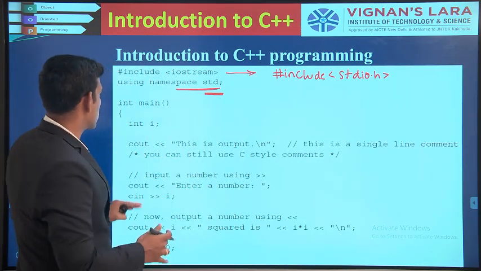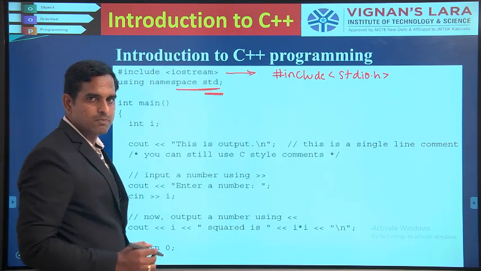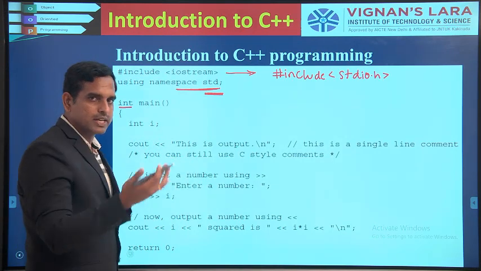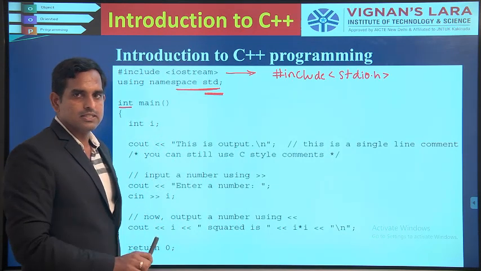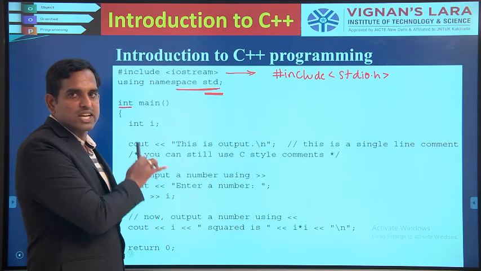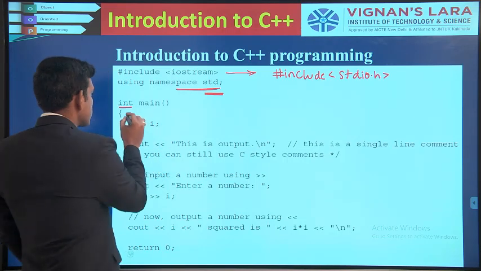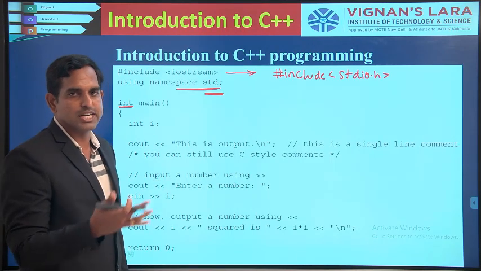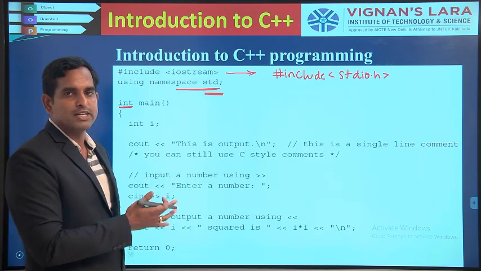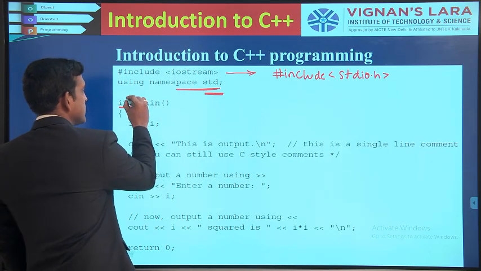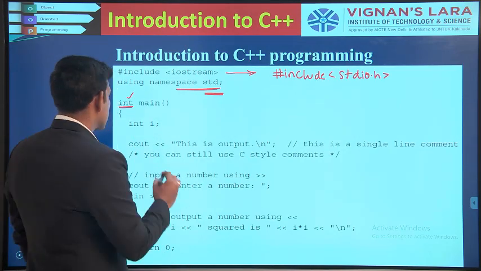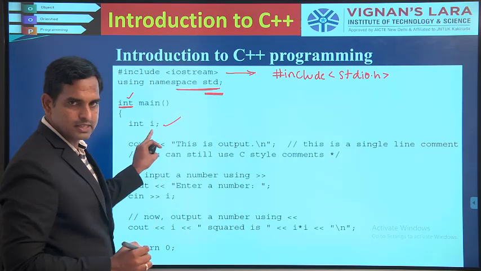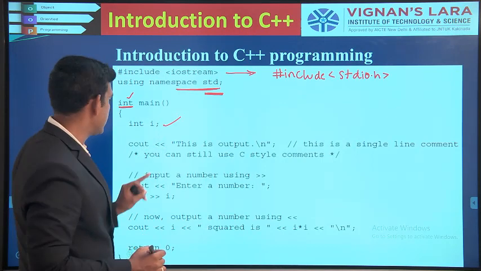As you go down the program, we have int main. In C language, even if you don't specify the int, it will automatically take it as void. But in C++, you have to specifically specify the return type of your main. In C language, even if you don't write it, it will take void by default, but in C++ you have to specify the return type of main. And next, just like C, you have your declarations, an integer declaration: int i.